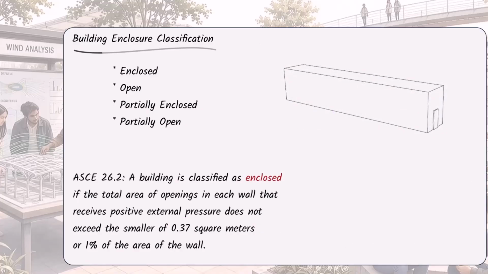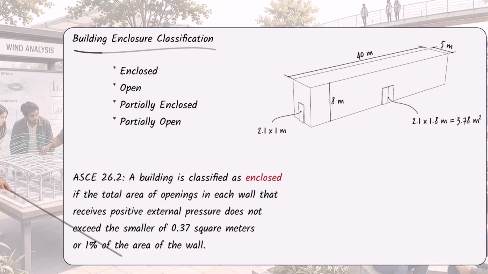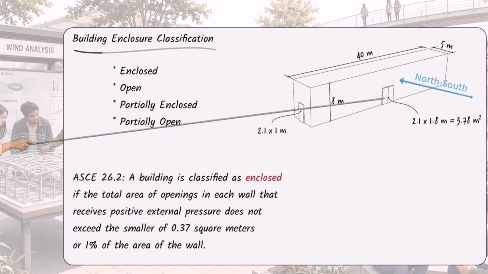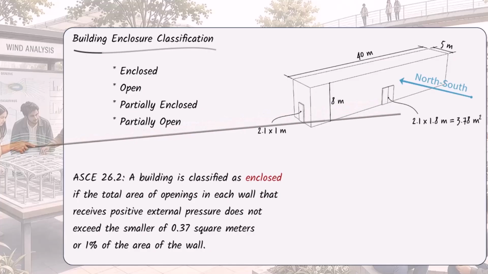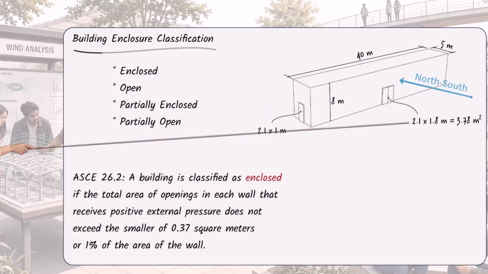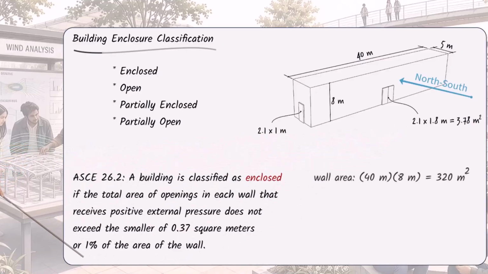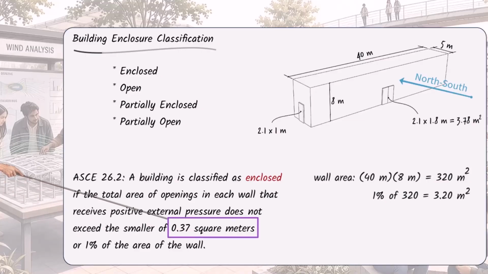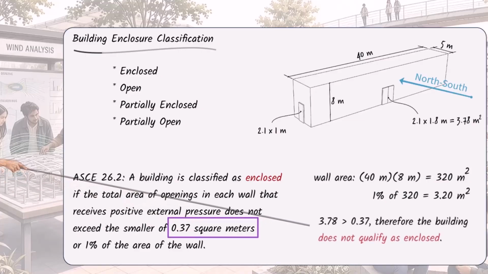Now let's turn to the wider enclosure. This building has an opening in the back wall, which becomes the positively pressurized surface when the wind blows from north to south. The opening measures 2.1 by 1.8 meters, giving an area of 3.78 square meters. The back wall itself is 40 by 8 meters, so 320 square meters in total. 1% of that is 3.2 square meters, so again the limit is 0.37 square meters. Because the 3.78 square meter opening exceeds that threshold, the building does not qualify as enclosed for north to south winds.